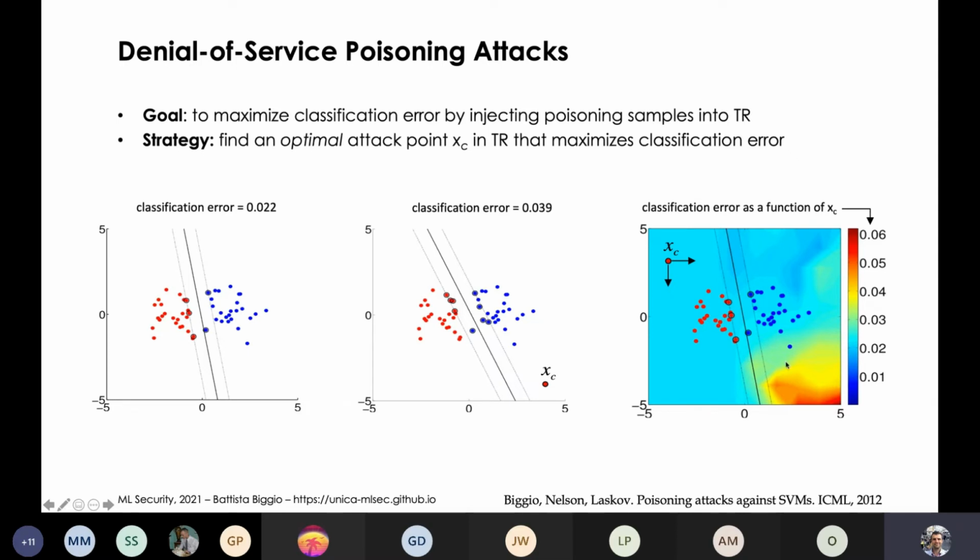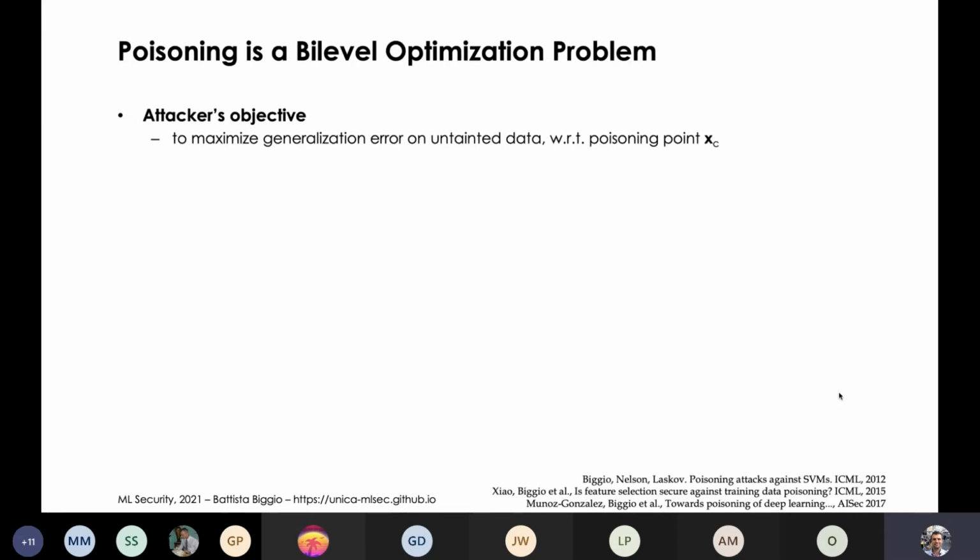So that's the setup. Of course, you cannot do it as we did here, because you cannot exhaustively search for this point in the space. You can do that for a 2D space, but definitely not if you have hundreds or thousands of dimensions. So we need something more efficient. But this was just an example, and we are ready to formalize the problem more generally.